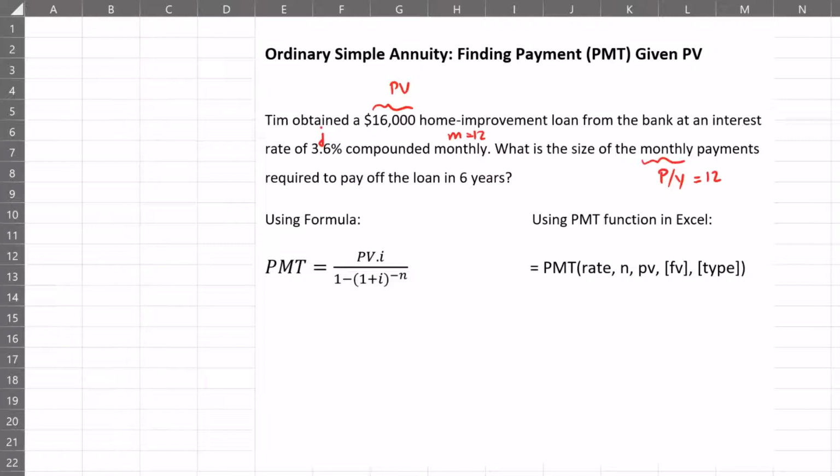Okay. There are different ways to calculate the size of payment. One would be using a financial calculator, or you could use a formula. You can calculate manually, or you could use Excel.